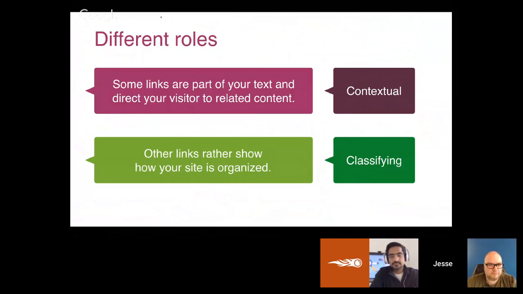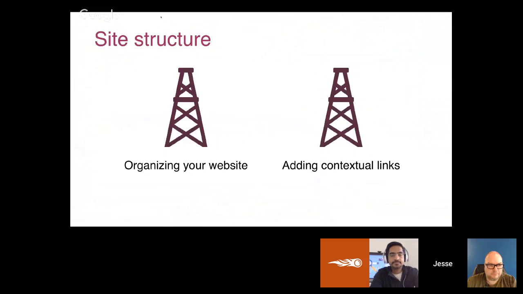Now, other links, a different type of link, are not really part of the text on the page. They show how your site is organized, like links in menus or a link to the archive page of a category that an article was added to. They classify your content, which serves a different goal. Now, for practical reasons, it's useful to distinguish two main pillars of site structure. Organizing your website on the one hand, in which these so-called classifying links play a huge role, and adding contextual links in blog posts and texts like that. And you have to optimize both of them for an SEO-friendly site structure.